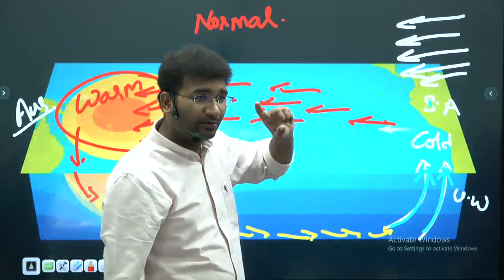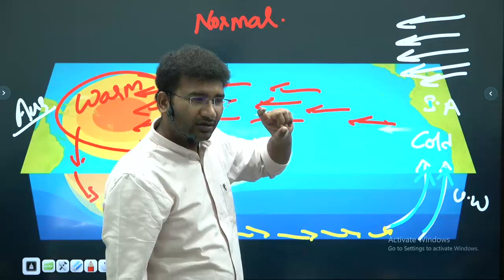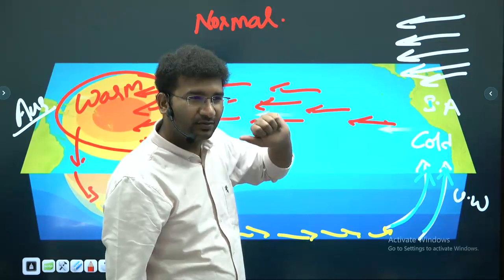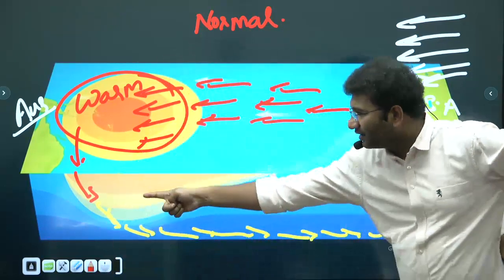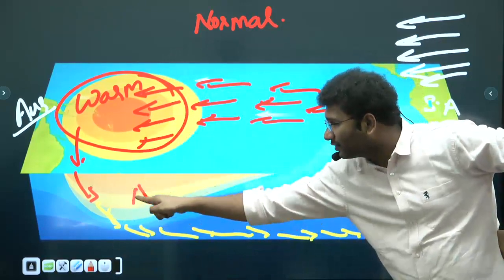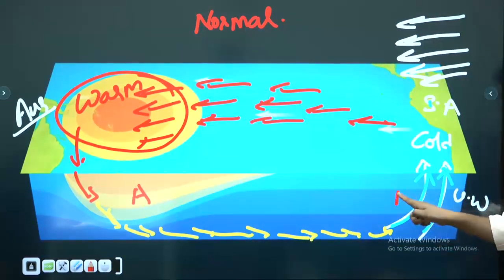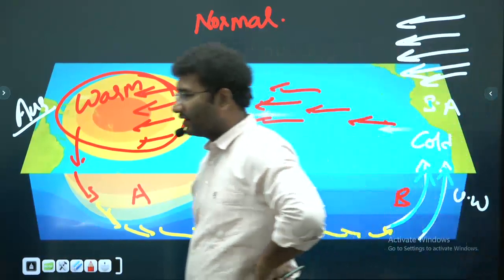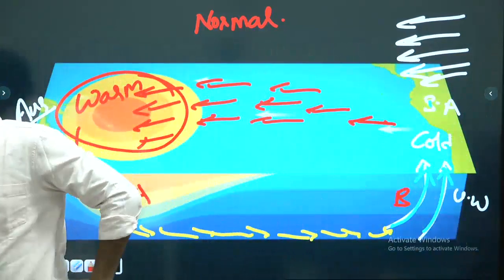Thermocline, do you remember there was a layer called thermocline? Don't you think there are disturbances in the thermocline? Here, the depth of the thermocline at this point, let me call it A, and the depth of the thermocline at B, will they be at the same height? It will not be at the same height. Why is it not at the same height?